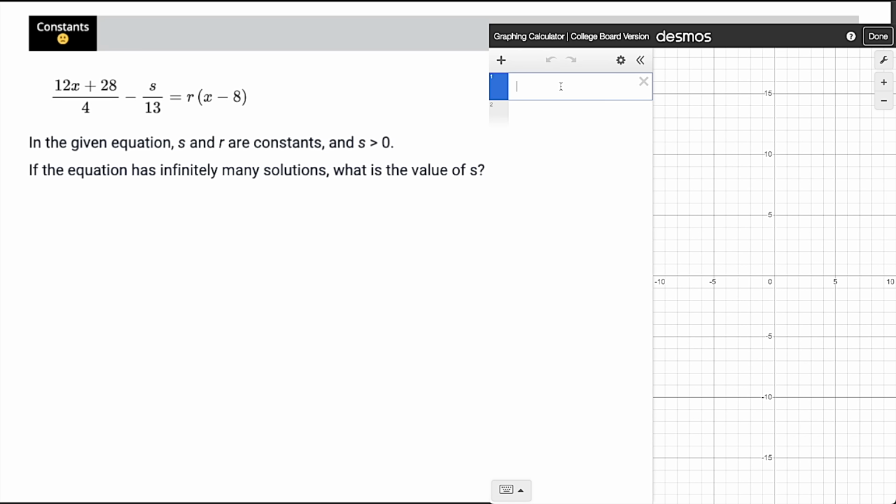We're gonna put in our equation, but we're gonna put it in as 2 separate functions. So we'll call the first one f of x, and it doesn't have to be f of x.